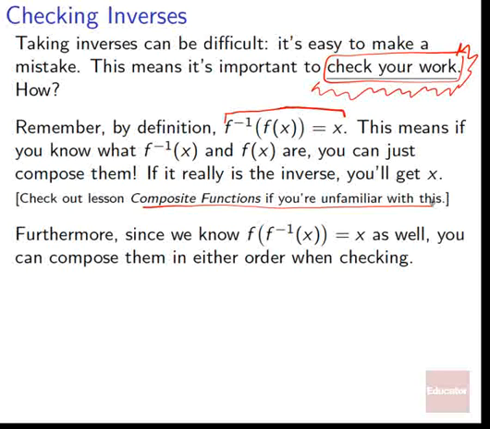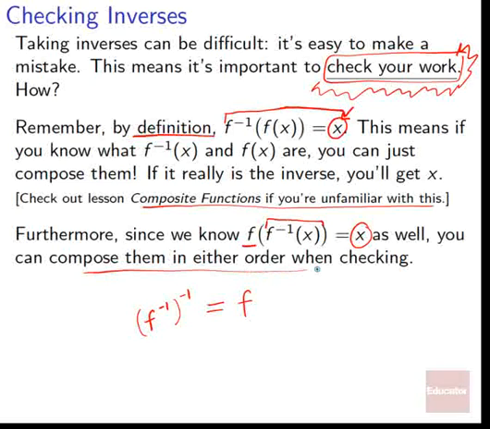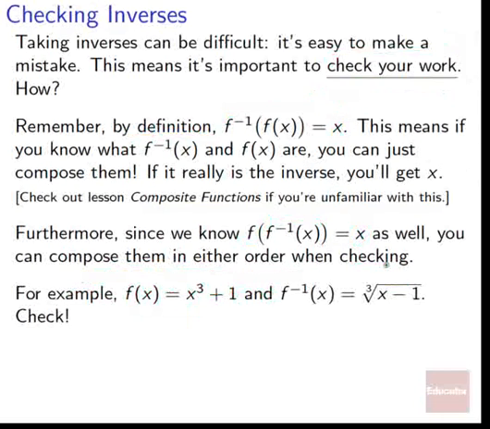If you compose f inverse with f of x, it has to come out to be x, because that's the definition of how we're creating this from the beginning. Furthermore, we also know f inverse of f is the same as f acting on f inverse of x, which will give us x as well. So you can compose them in either order when you're doing a check, and you'll be able to get it correct. Let's see a quick example.